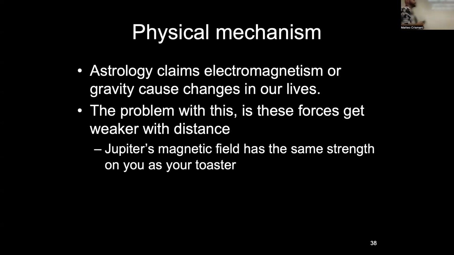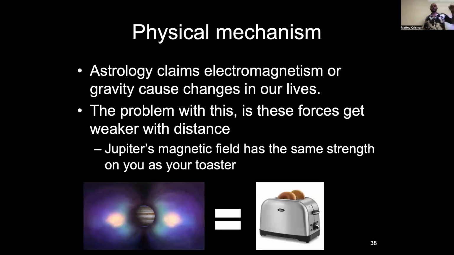Okay? So if you think about that in the context of electromagnetism, Jupiter's magnetic field has about the same strength of influence on you as your toaster when it's operating, which is very small. So no one ever wakes up and says, you know, I'm having a really bad day because of my toaster. Well, maybe because they burnt their toast, but that's not what I mean, right? So we need a physical mechanism, and there isn't one, to explain how this could change our lives, okay?